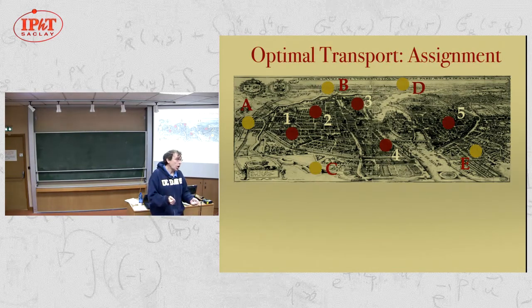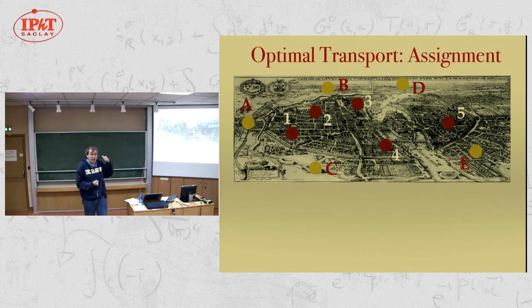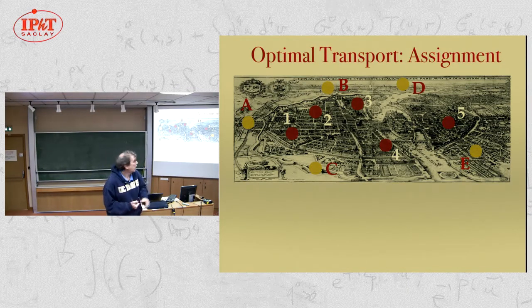Now, put yourself in the shoes of the person who has to organize the transport of the flour from the flour mill to the bakery. Obviously, there is no way that you're going to ask the flour mill A to deliver its flour to the bakery 5. I mean, this is loss of resources. So how do we go about solving that problem?